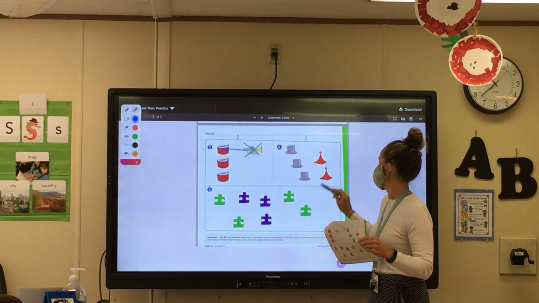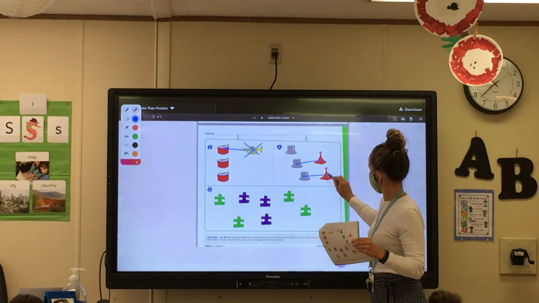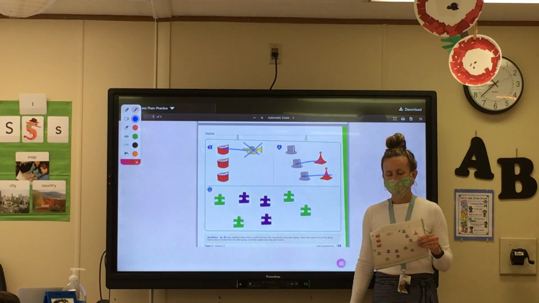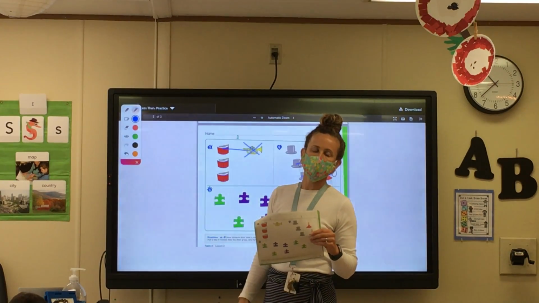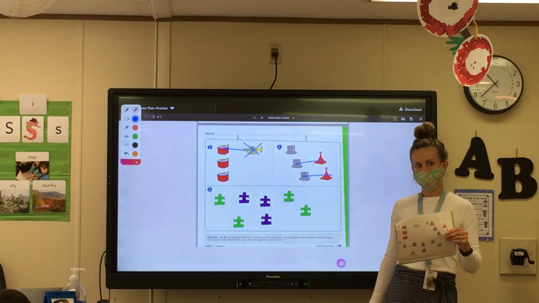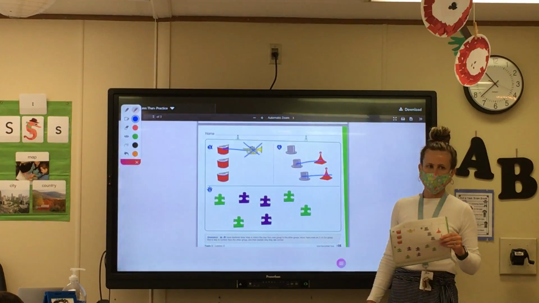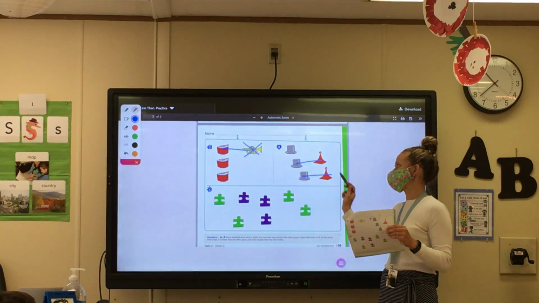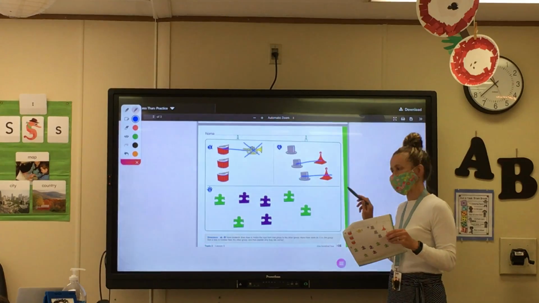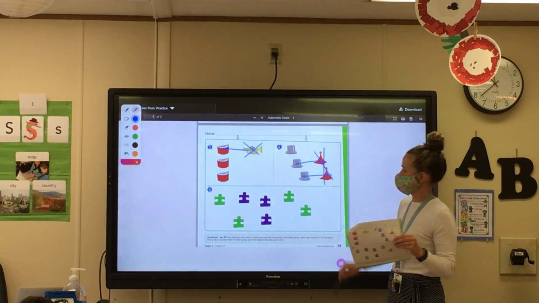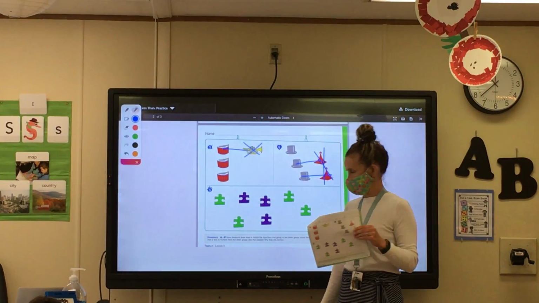Okay, match them 1 to 1. All right, which one has less? Which one has less, Riley? Those game pieces. Yeah, those red game pieces. Very good, because 2 is less than 3. Did you guys say that? 2 is less than 3. So we're going to put an X on the group of 2, the 2 game pieces.